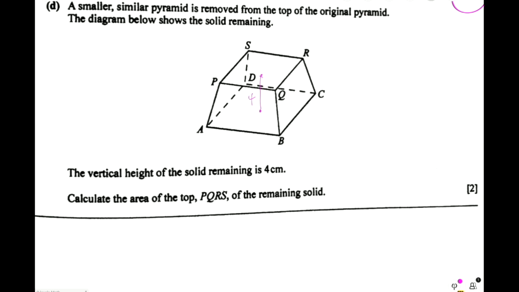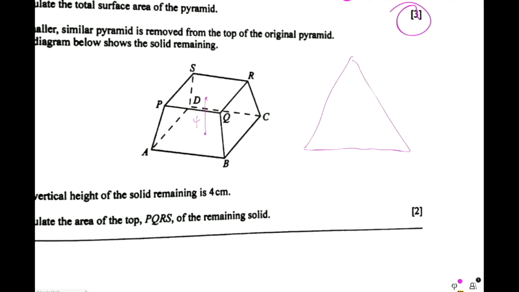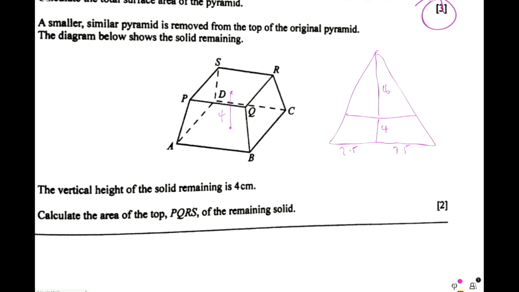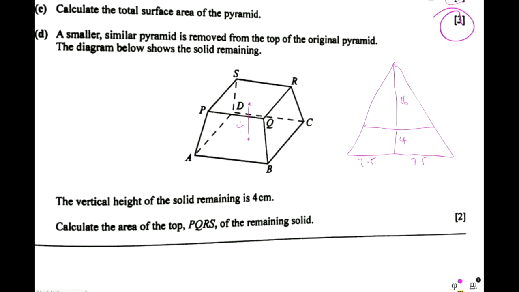Okay, so we're gonna visualize it. What happened here? Here left 4. So they chop off 16. So find the area of the top. Now to find the area of the top, I will need this length. Or rather, I need this whole length.